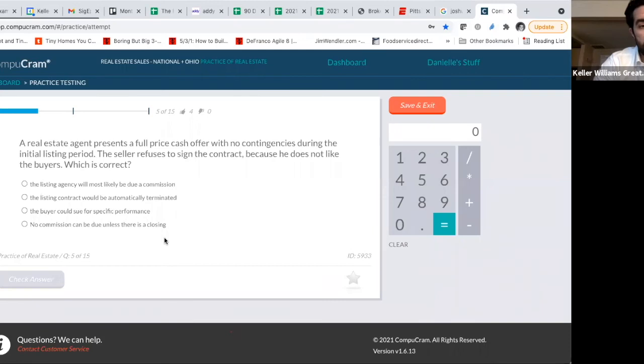All right, a real estate agent presents a full price cash offer with no contingencies during the initial listing period. The seller refuses to sign the contract because he does not like the buyers. What is correct? A, the listing agent will most likely be due a commission. B, the listing contract will automatically be terminated. C, the buyer could sue for specific performance. Or D, no commission can be due unless there is a closing.